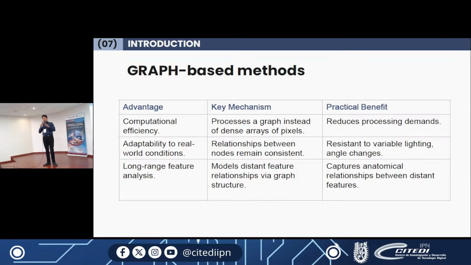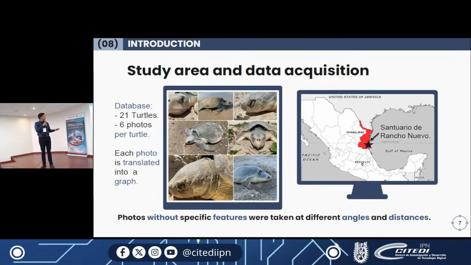Graph-based methods have some advantages. For example, computational efficiency, because I'm working with a graph instead of the image, so it's better for the computer. Also adaptability to real-world conditions, because it's resistant to variable lighting and angle changes. This is better for images because we can take the photo from different angles and the model will recognize the individual. And also long-range feature analysis, because it captures anatomical relationships between distant features of the same individual.